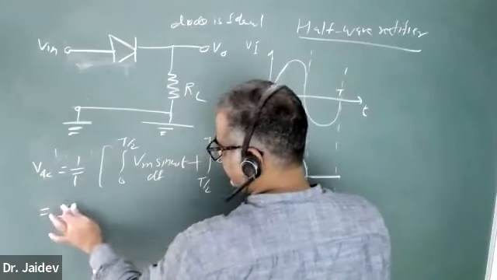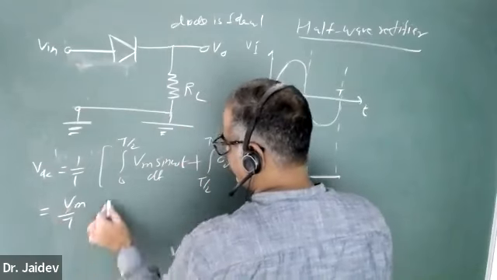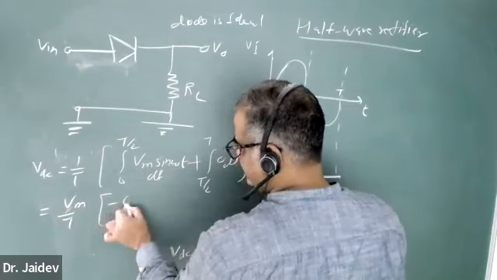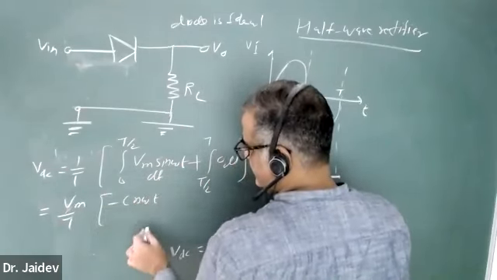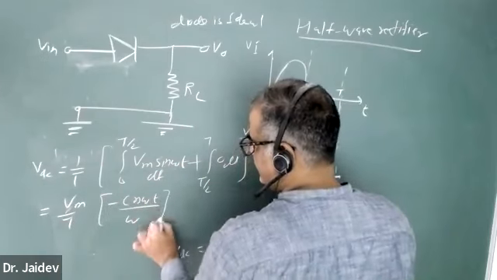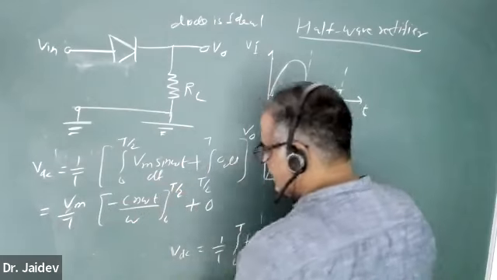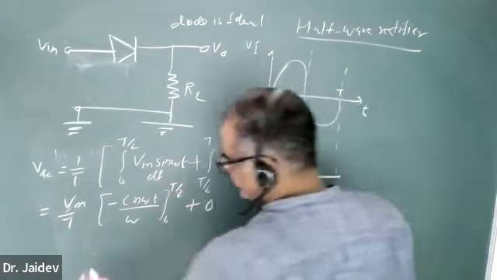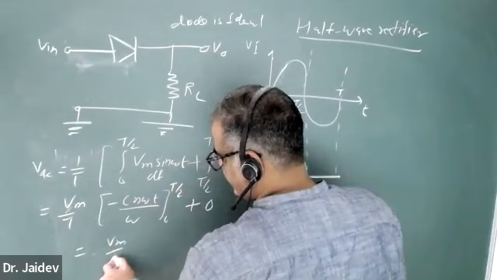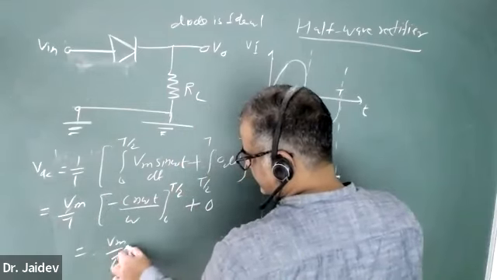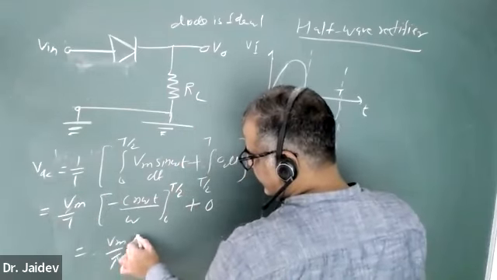Vm comes out. The integral of sin omega t gives minus cos omega t upon omega, between 0 and T/2, and the other interval is already 0. So this will be your Vm upon pi. And omega I can write as 2π/T.